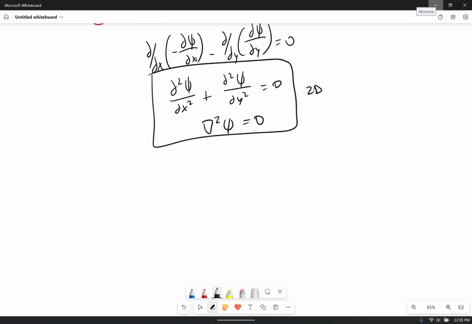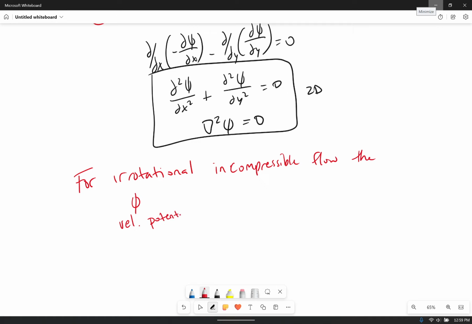So let's put this in red because it's important. For irrotational, incompressible flow, both the velocity potential and the stream function will satisfy the Laplace equations.